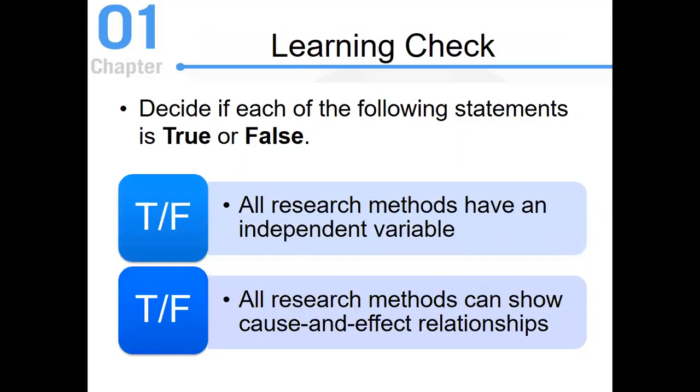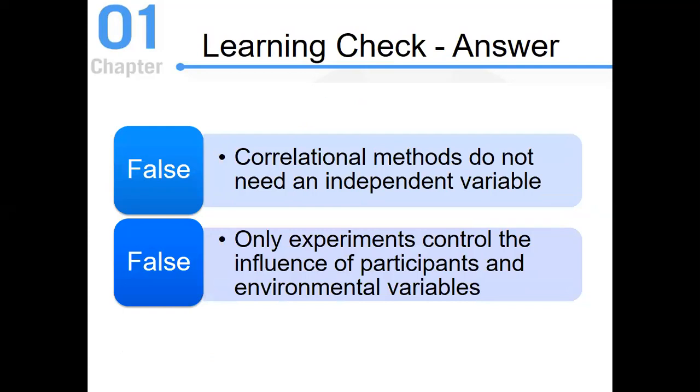Let's go ahead and do a couple of true-false. True or false, all research methods have an independent variable. Go ahead and jot down your answer. And then let's go to the second one. All research methods can show cause and effect relationships. True or false? Okay, these are both false.